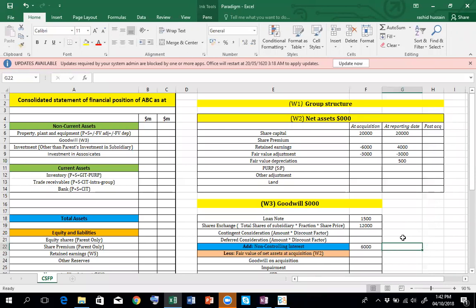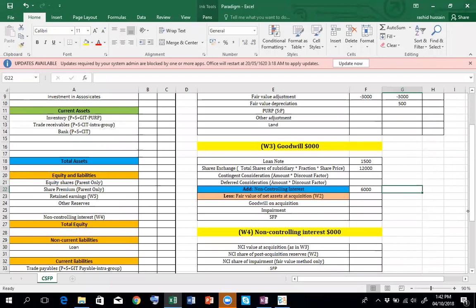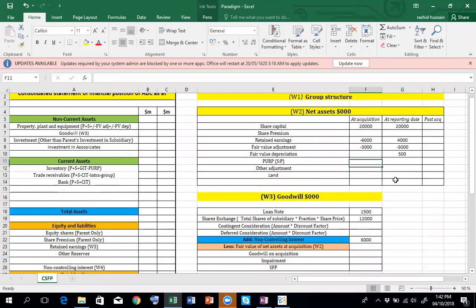So now we have the loan notes. We have the share exchange. Yes, we are done with that. We can also calculate the net assets at acquisition simply by dragging it. It gives you 11,000, so minus 11,000 from here. Now we can calculate the goodwill simply. It's 8,500. There is no impairment, so we can directly put this goodwill over here.